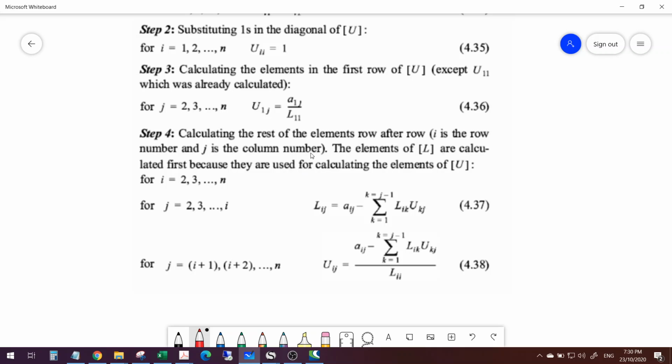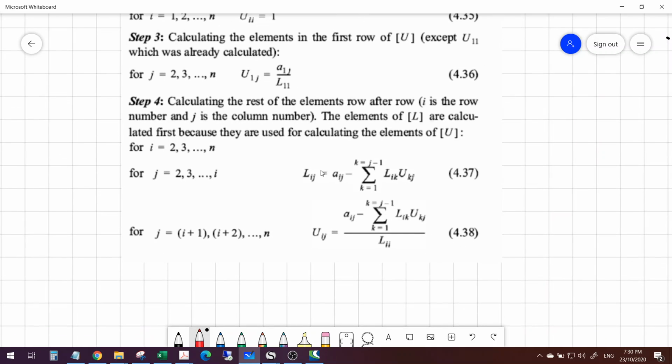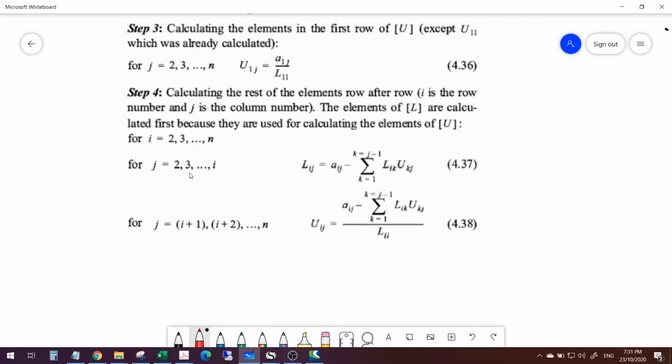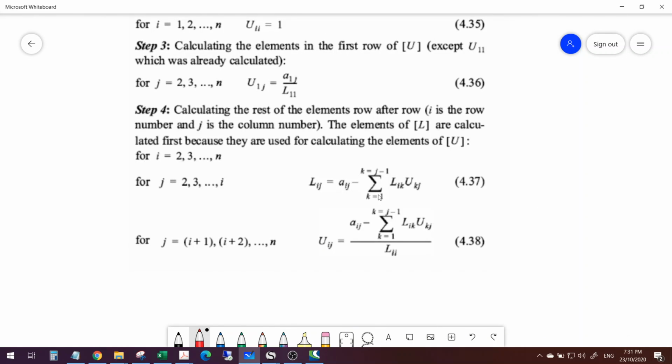And then for the rest of the elements, row after row, the general formula is this, or the compact formula. Therefore, to get Lij, or the L matrix, Aij minus the summation of k equals 1 to j minus 1 of Lik Ukj. That is for j equals 2, 3 going to i, while for j equals i plus 1, i plus 2 going to n, the element of the U matrix, Uij, is equal to Aij minus the summation of Lik Ukj, wherein k is equal to 1 to j minus 1, over Lii. Now, these formulas will get you the L and U matrix, right?